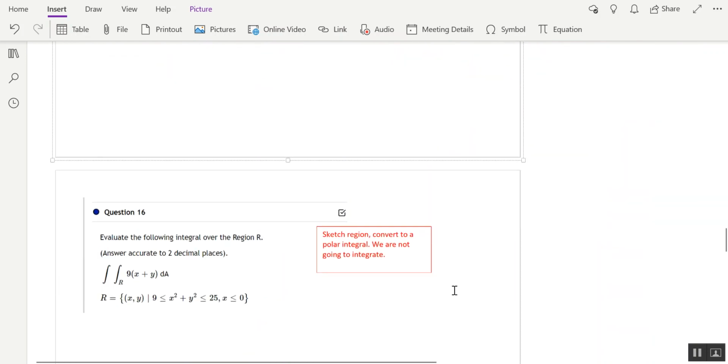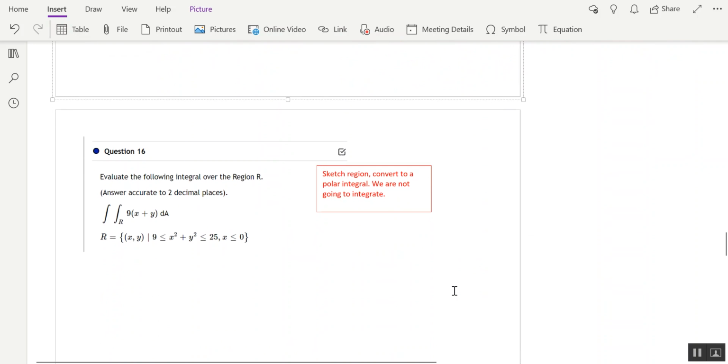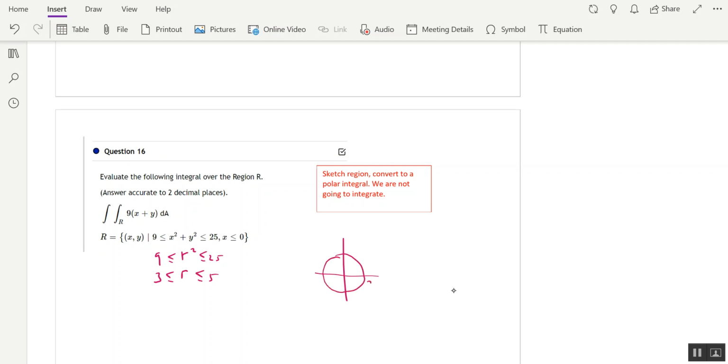Evaluate the integral over the region R. So I'm just going to set it up with you. And we're going to sketch the region. So this is r squared going between 25 and 9, which is r going between 5 and 3. r equal 3 is a circle of radius 3. r equal 5 is a circle of radius 5. X is less than or equal to 0. So we're getting, erase that. We're getting this, it's like a lifesaver or a bagel, and we're getting the left half.